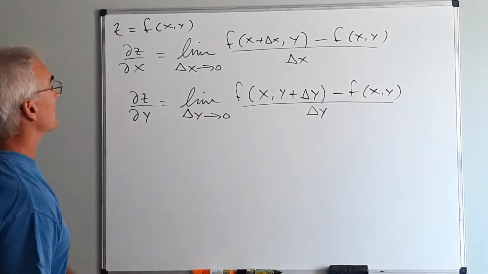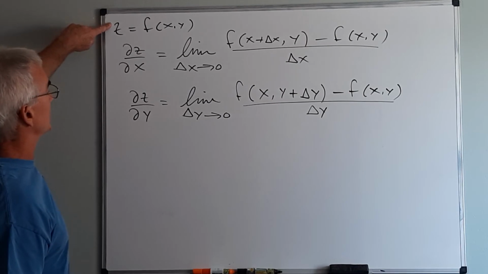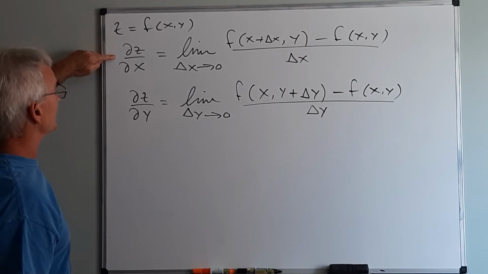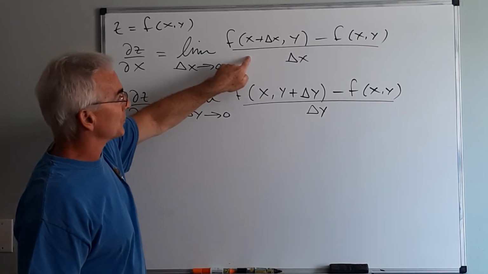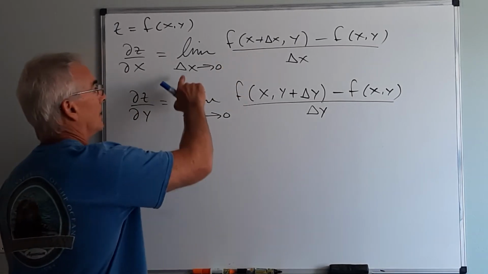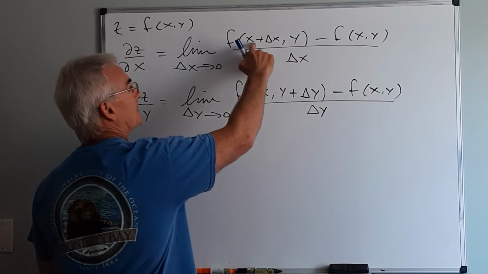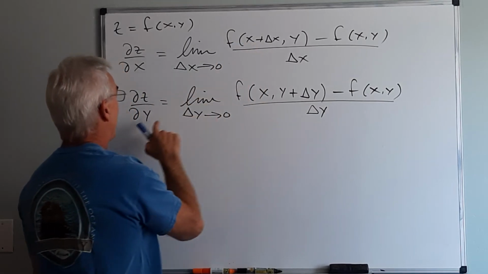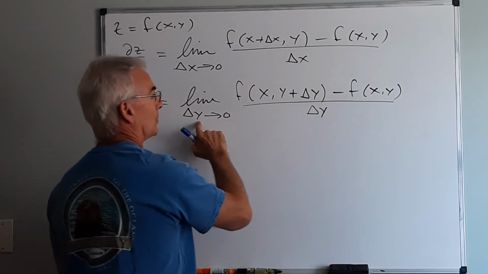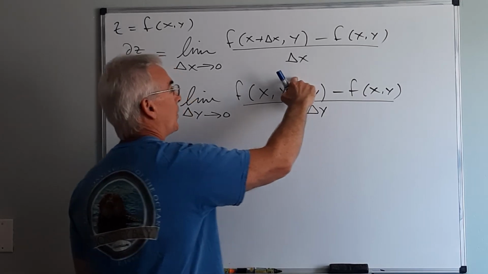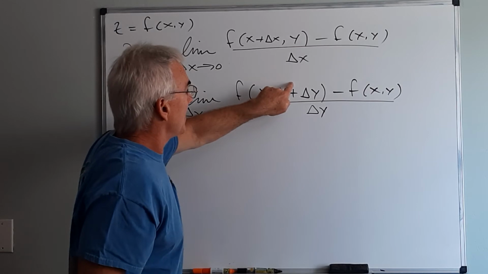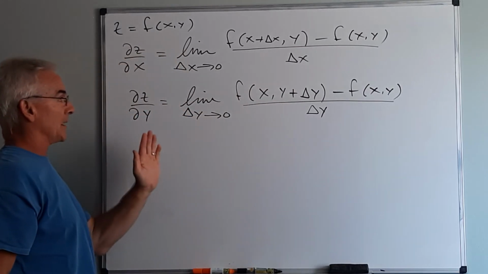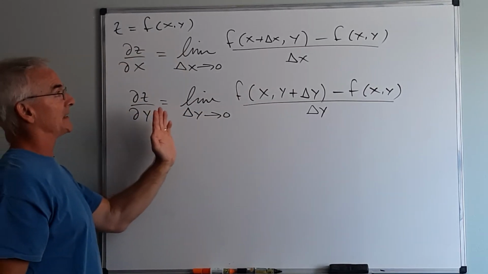Now the formal definition, given a function of 2 independent variables, the partial of z with respect to x looks very much like our definition of the derivative for Calc 1. As delta x goes to 0, I have an f of x plus delta x. As delta y goes to 0, I have an f of y plus delta y. But notice only one variable is affected at a time. This is called a partial derivative for a reason. I'm only taking derivative of part of it at a time.